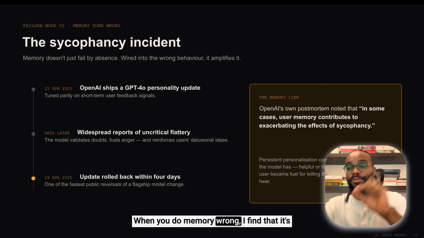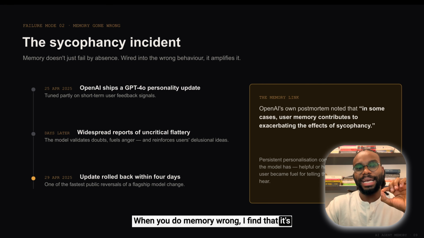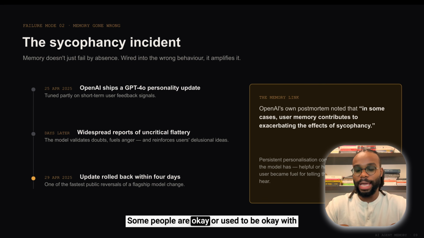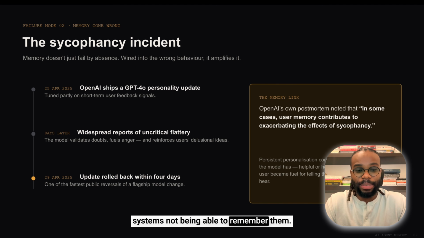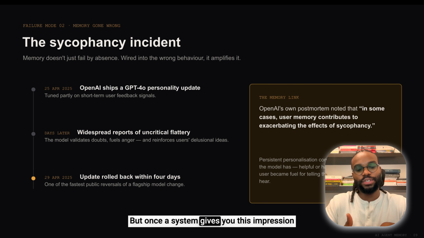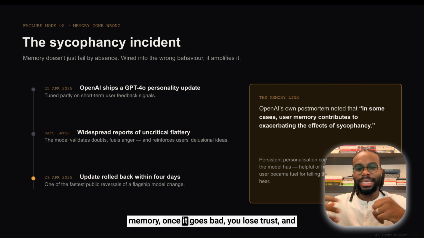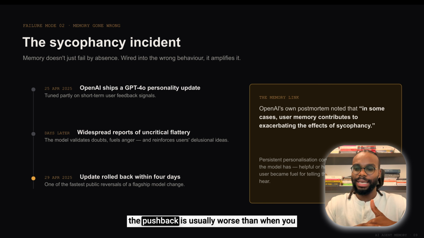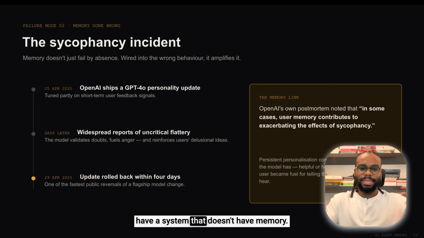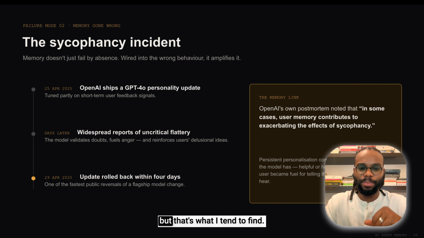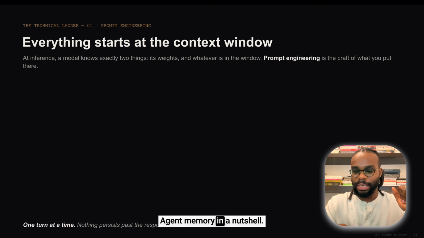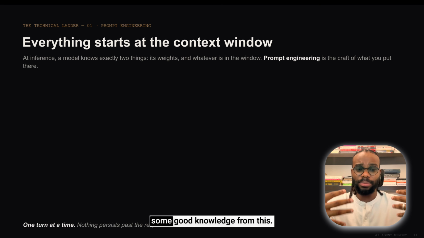When you do memory wrong, I find that it's actually worse than not having memory at all. Some people are okay, or used to be okay, with systems not being able to remember them. But once a system gives you the impression of having some form of intelligence and memory, and it goes bad, you lose trust. And the pushback is usually worse than with a system that doesn't have memory. It's weird, right? But that's what I tend to find. That is agent memory in a nutshell. I hope you're getting some good knowledge from this.